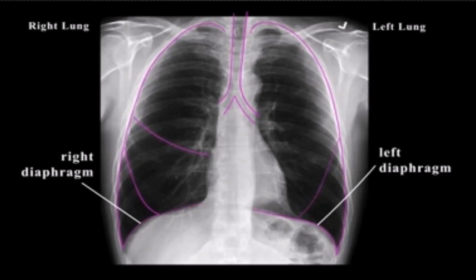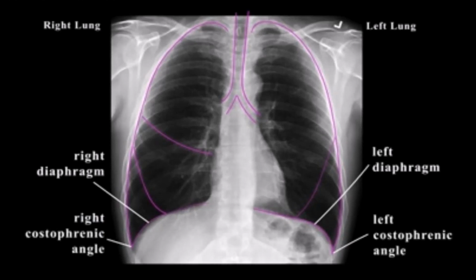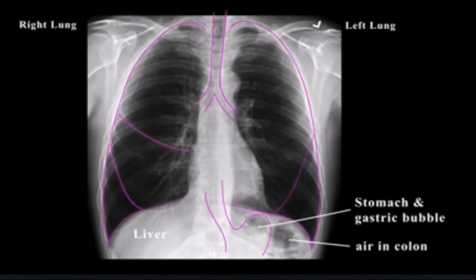The diaphragms should have a curved shape and a sharp costophrenic angle. The angle between the heart and diaphragm is called the cardiophrenic angle. The right diaphragm should be higher than the left because of the liver. On the left sometimes you could see a gastric bubble underneath the left diaphragm, and in some X-rays colon air would also be present.